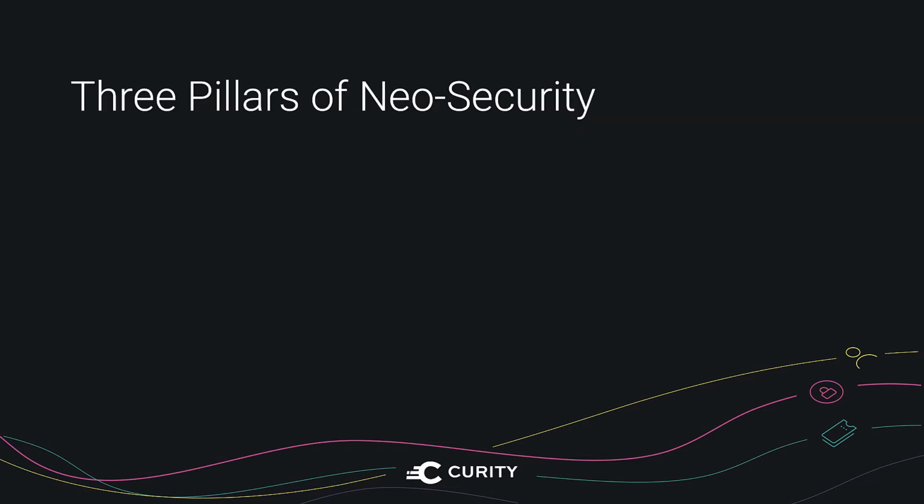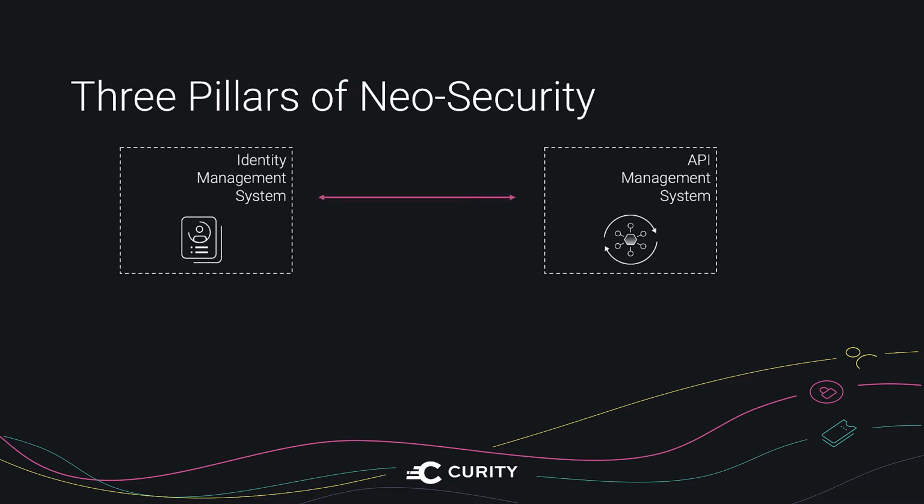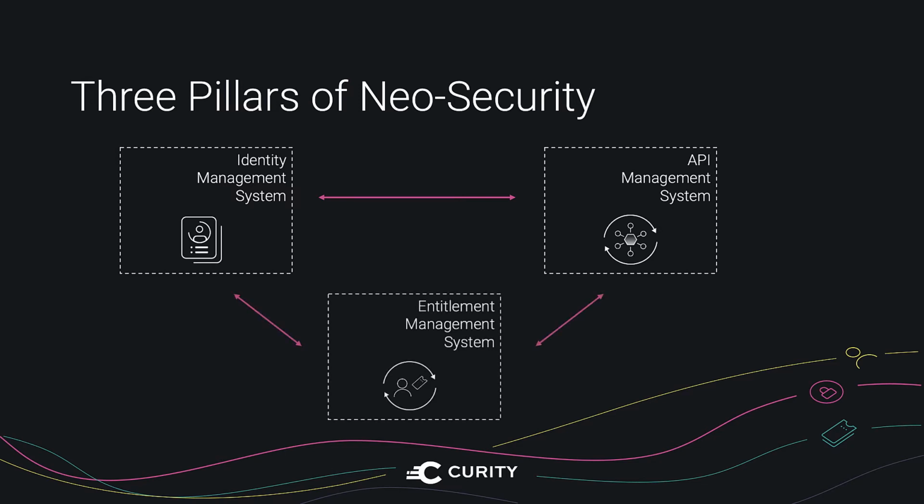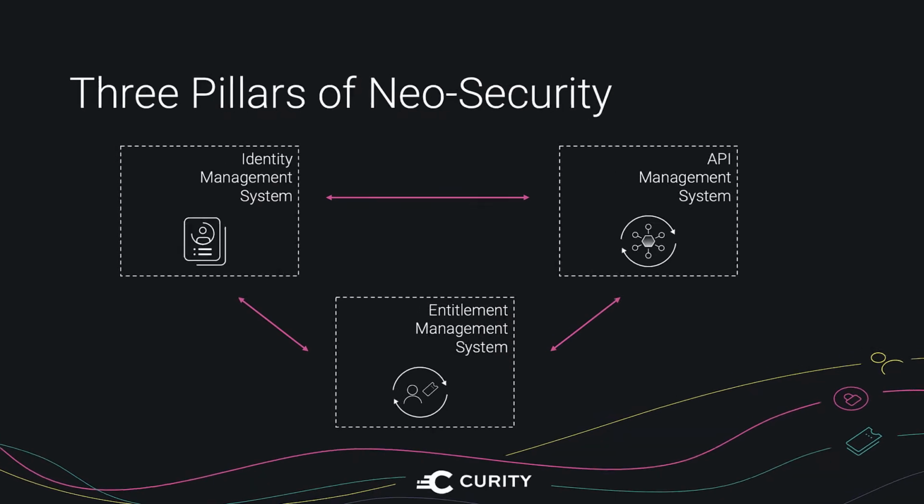So let's reiterate. Neo-security architecture is about having a modular platform based on open standards. And when we think about the modules that a security platform needs, we can extract three groups: the Identity Management System, the API Management System, and the Entitlement Management System. Let's have a closer look at each one of them. What are their roles and what services do they consist of?